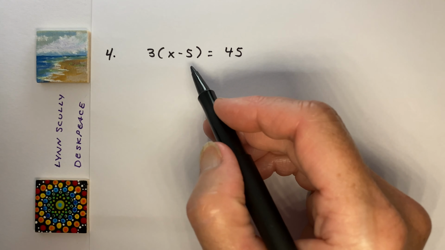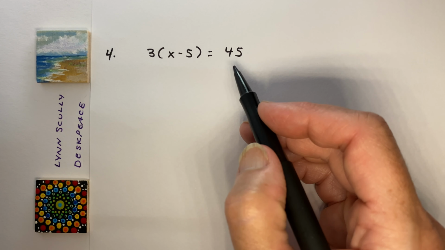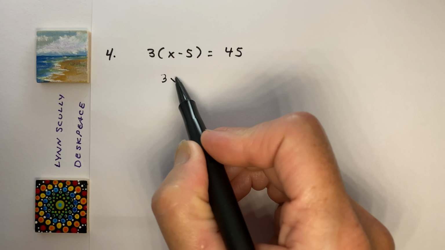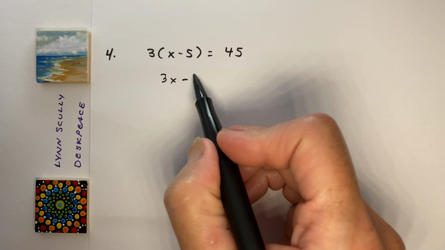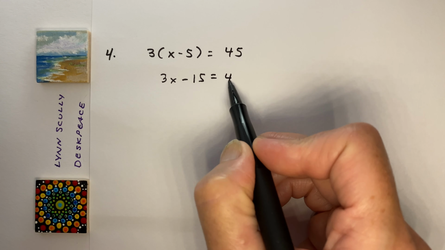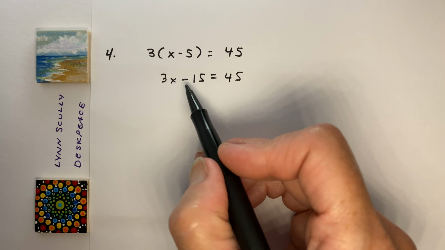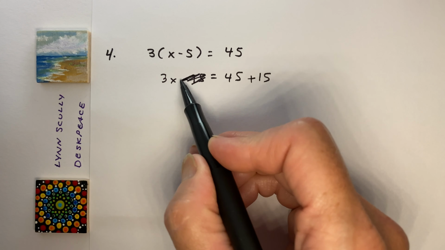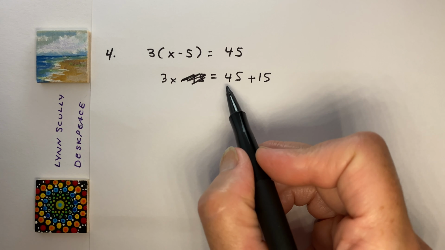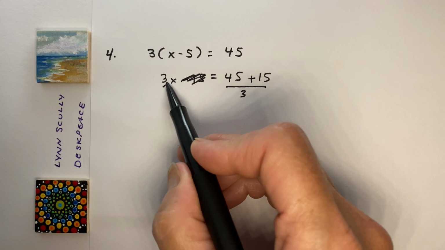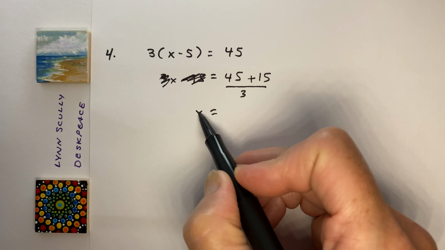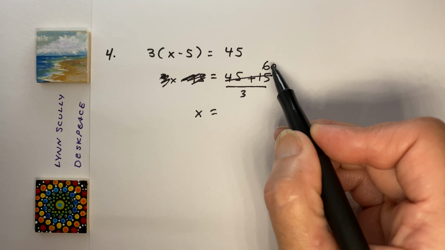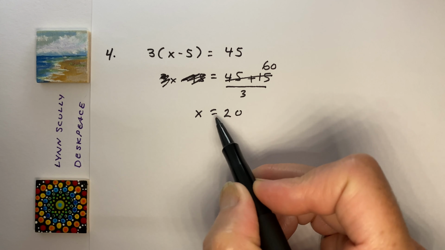Number 4, 3 times x minus 5 equals 45. So I have 3 of these packages I have to distribute. 3x minus 3 times 5 is 15 equals 45. I want to get the x alone. First I undo the subtraction by adding to the other side of the equal sign. Now this 3 is attached by multiplication, move it by division to the other side of the equal sign. And I'm getting x equals, let's see, 45 plus 15 is 60. 60 divided by 3 is 20.